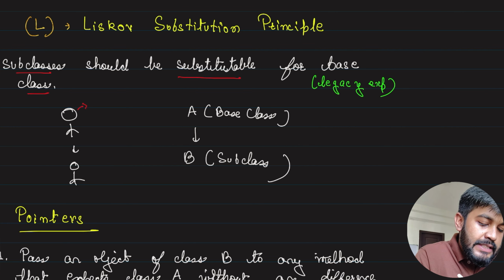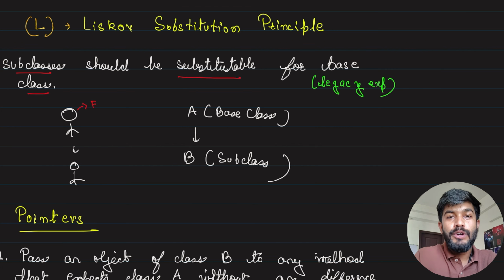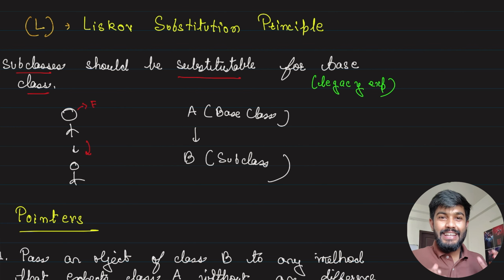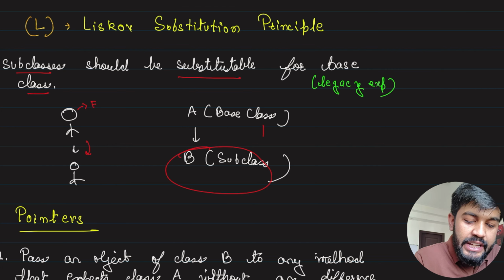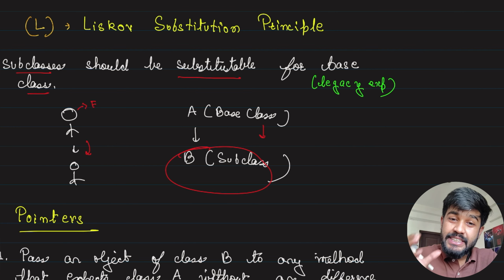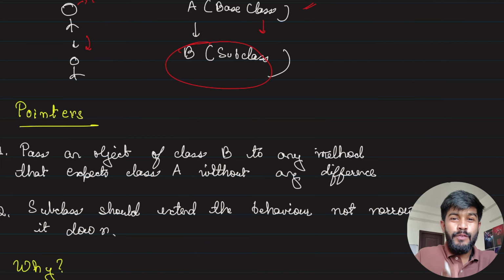Let's say this is my father and he did a lot of good work, he had a lot of reputation. Then I, as a child of him, should not lower his reputation. Rather, I should increase his reputation and keep on with the legacy of good reputation. Make sense? The same thing is told by the Liskov substitution principle. A subclass which is inheriting from a base class should extend the functionalities of this but not narrow it down.